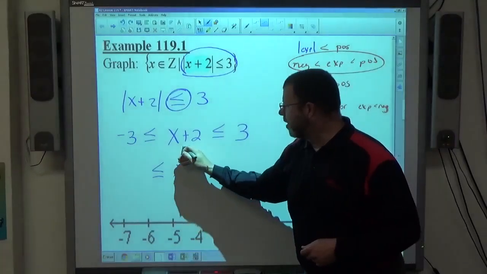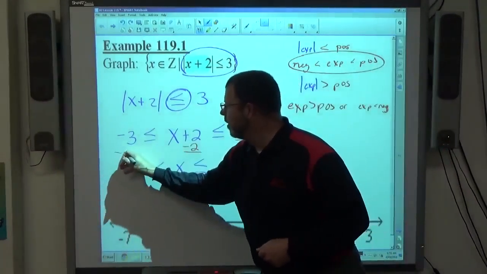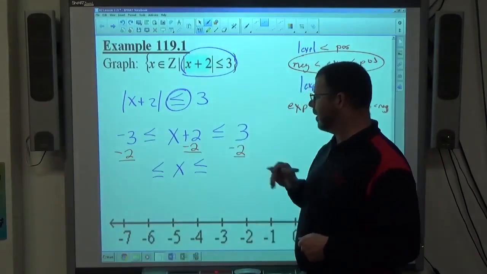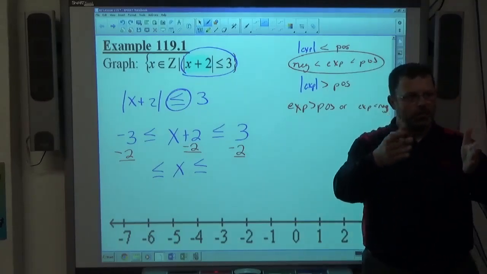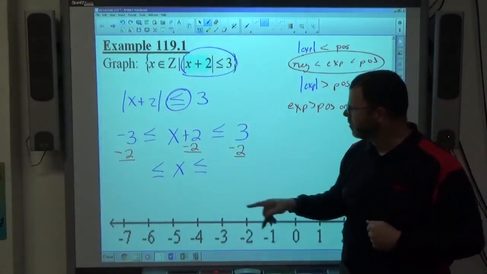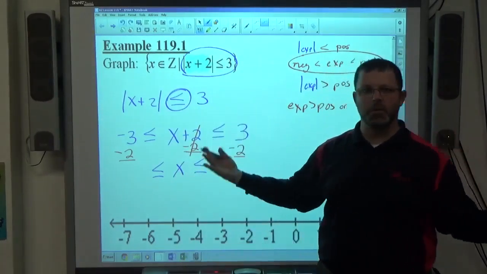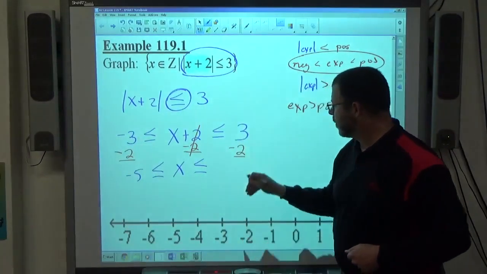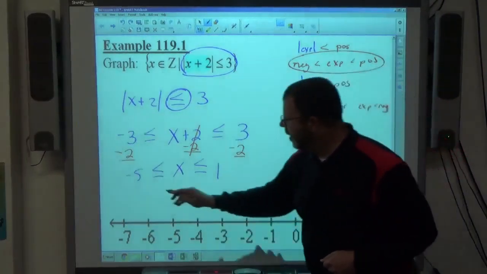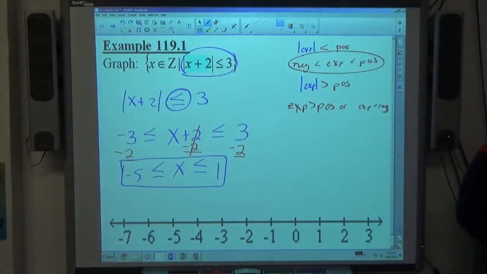If I want the 2 to go away, I subtract 2. There are 3 pieces, so I have to do minus 2 here and minus 2 here, and minus 2 here so the inequality is structured correctly. If I change one piece by some number, I have to change everything by the same number. 2 minus 2 cancels, making 0. x plus 0 is x, making what we wanted in the middle. Negative 3 minus 2 is negative 5, and 3 minus 2 is positive 1. So here is the correct solution to the inequality. Our last job now is to graph that.